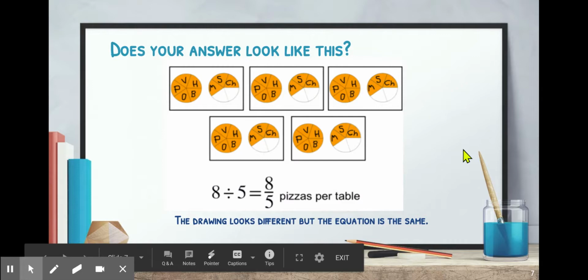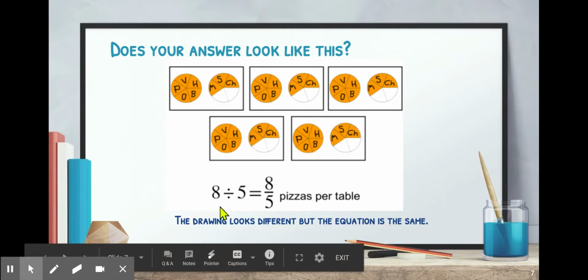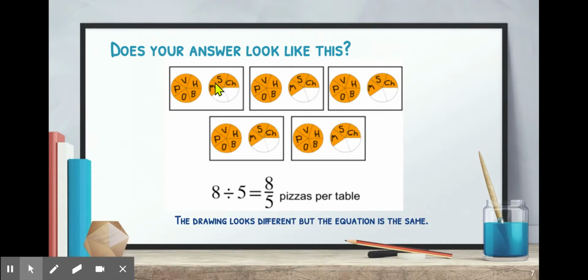Does your answer look something like this? Notice we can use the same equation. We still have 8 of something divided between 5 tables, which is 8/5. But now we see that the fifths, those 8 different slices at each table, are all from different kinds of pizza. The drawing looks different, but the equation is the same.